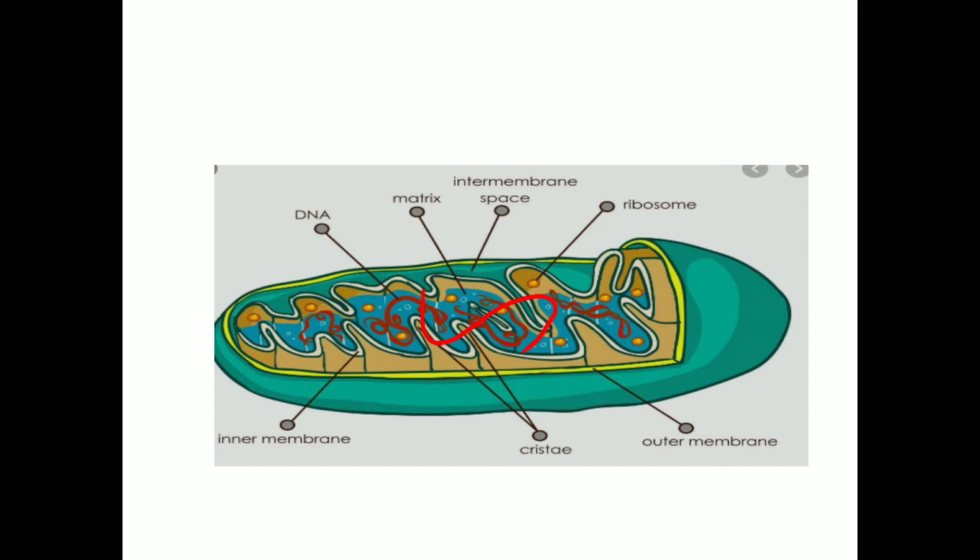DNA, deoxyribonucleic acid, then ribosomes. The ribosomes which are present in the eukaryotic cell are of 80S type, but the ribosomes which are present in the mitochondrial cell organelles are of 70S type. Then the outer membrane and inner membrane show a space, and that is called the intermembrane space.